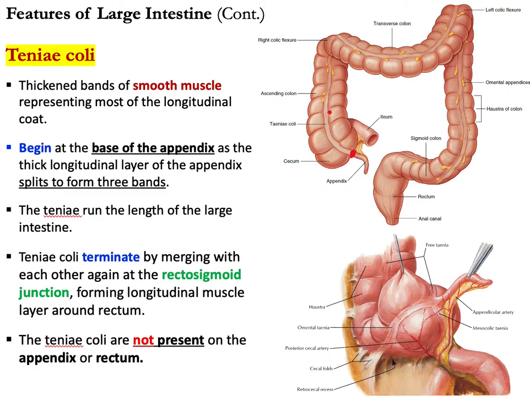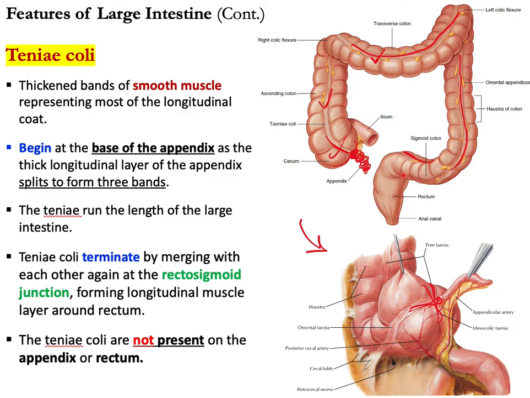Anyway, again, the tinea coli is a thickened band of smooth muscle. So say, for example, that the smooth muscle around the appendix totally encircles it. But once it reaches the base of the appendix, it divides into three bands, as you see in the figure below. This is the appendix cut by the forceps, and look at the muscle at the base of the appendix. It divides into three bands. We call them tinea coli. As I mentioned, at the base of the appendix, a thickened longitudinal layer of the appendix splits into three bands. If you look at the tinea coli, you will see that they run the length of the large intestine: the cecum, ascending colon, transverse colon, and the descending colon, and also the sigmoid colon.